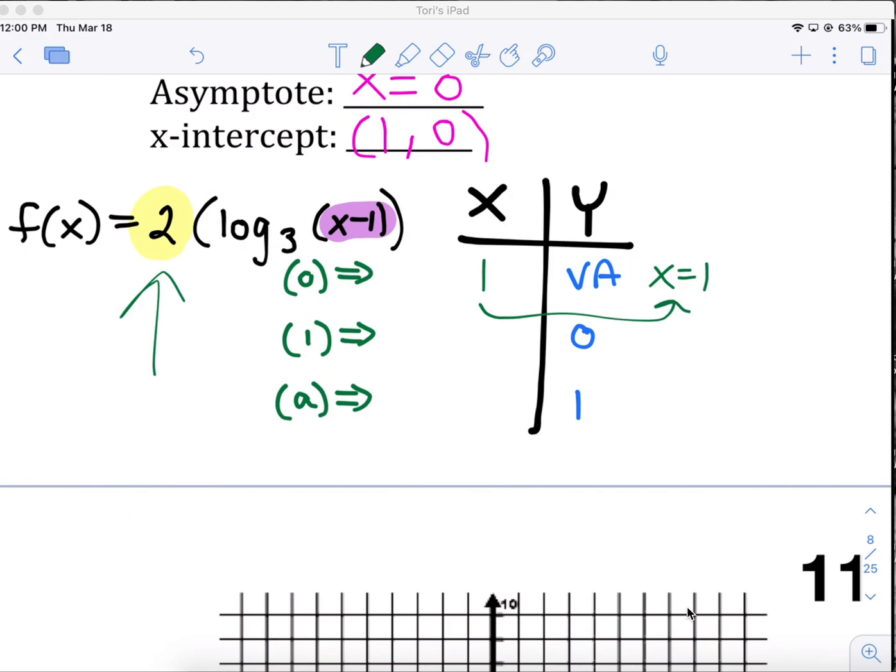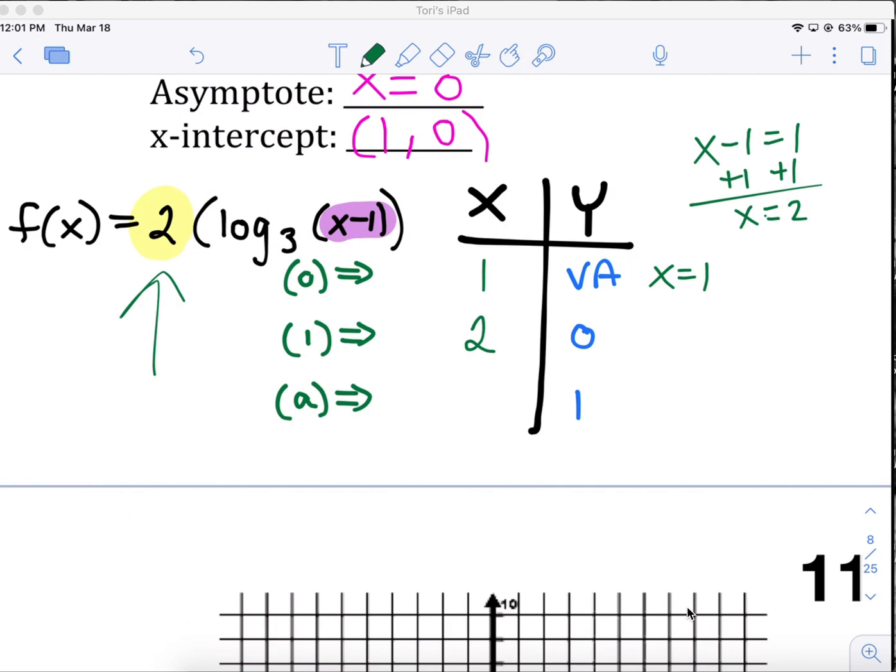If I'm trying to make the parenthesis a 1, well, what minus 1 would make a 1? I would need my x to be a 2. You with me? I'm trying to make the purple piece equal 1. So I'm basically saying x minus 1 equals 1. Think about how you would solve that. That means my x has to be a 2.